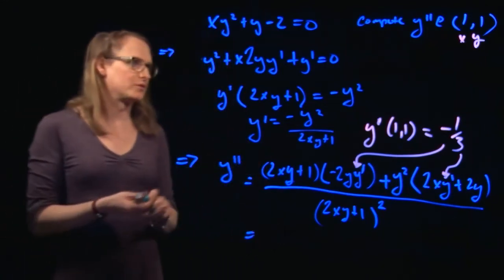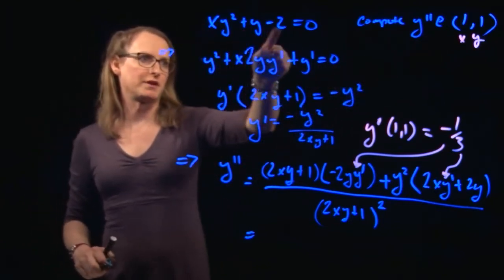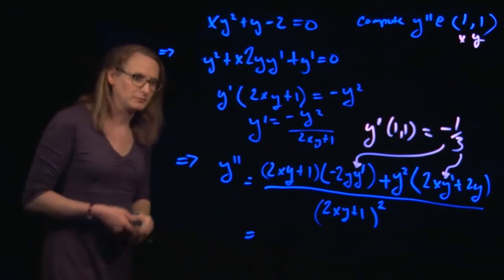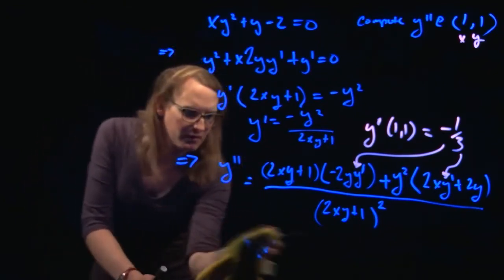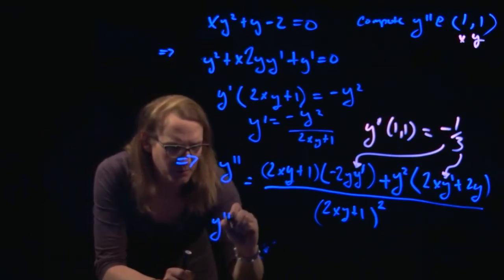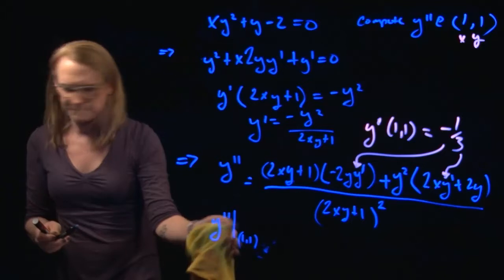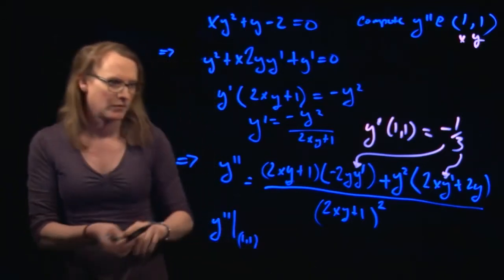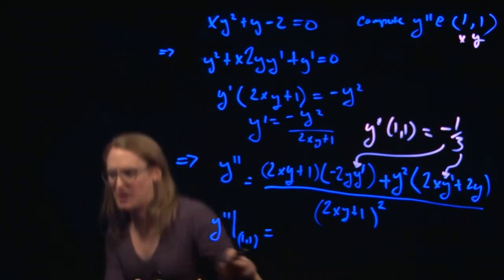One thing we didn't do was check that 1, 1 is actually on this curve, but it is, because 1 plus 1 minus 2 is 0. Alrighty, so y double prime evaluated at 1, 1 as an ordered pair is equal to, I'm just going to have to write this down super step by step.